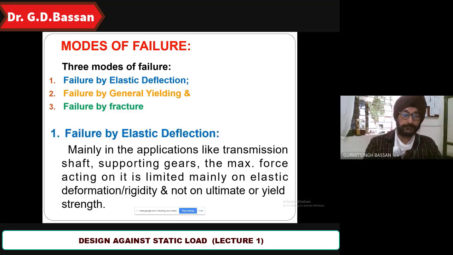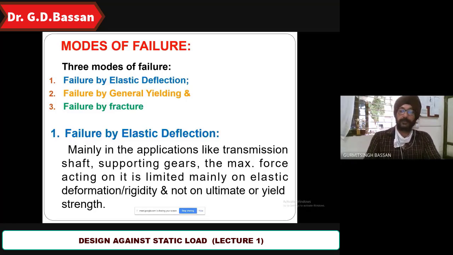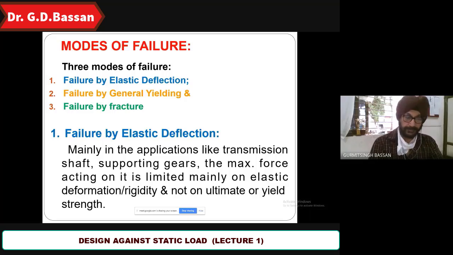So here, in failure by elastic deflection, mainly in applications like line shaft, transmission shaft, supporting gears, the maximum force acting on it is limited mainly by elastic deformation or rigidity, not by the ultimate or yield strength. So here, due to the deflection, the material, that is the shaft, fails before it reaches the yield strength. So that is the first kind of failure.